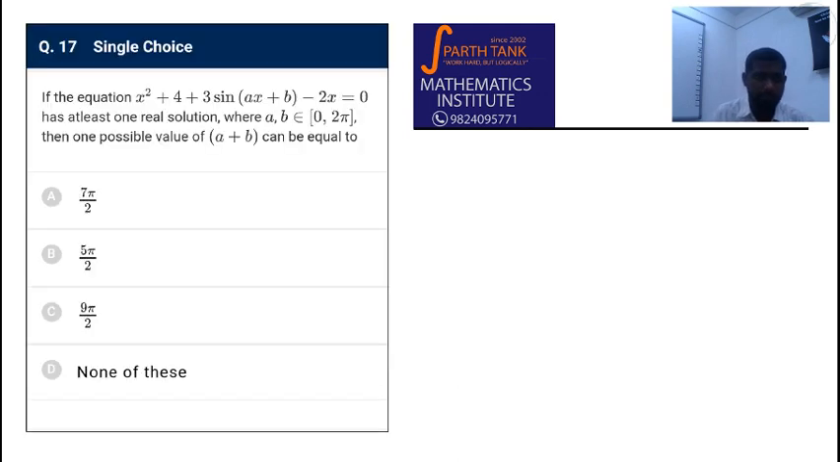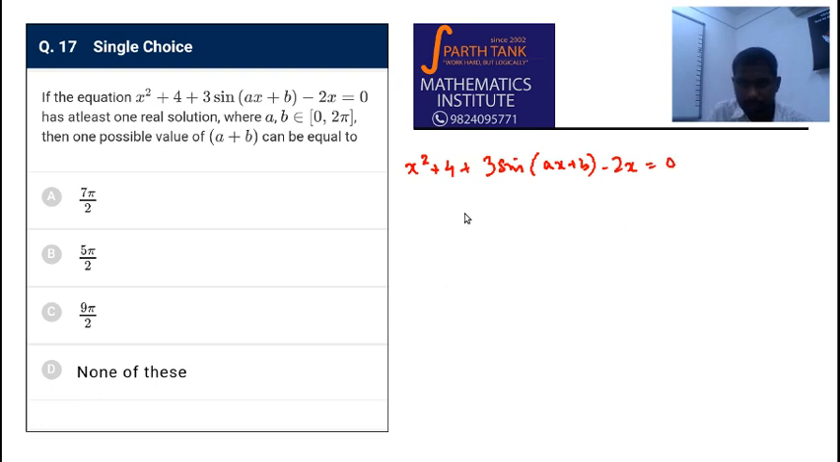Question number 17. If the equation x squared plus 4 plus 3 sine(ax plus b) minus 2x is equal to 0 has at least one real solution where a, b belong to (0, 2 pi), then one possible value of a plus b can be equal to. Okay, so we are looking at solutions of x squared plus 4 plus 3 sine(ax plus b) minus 2x.